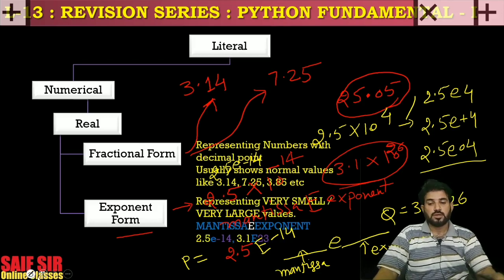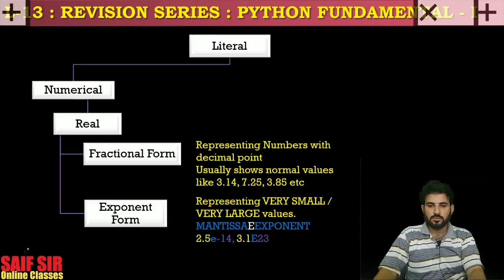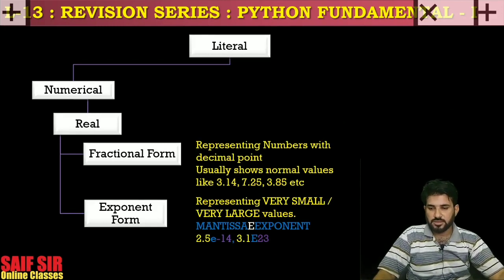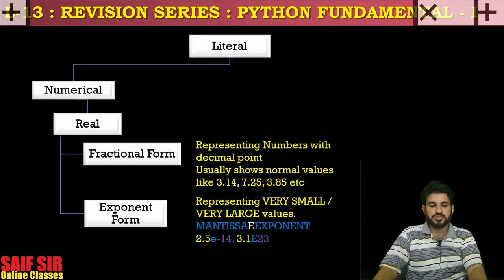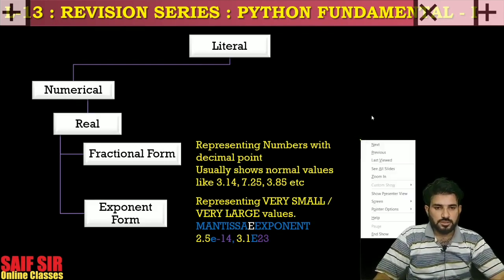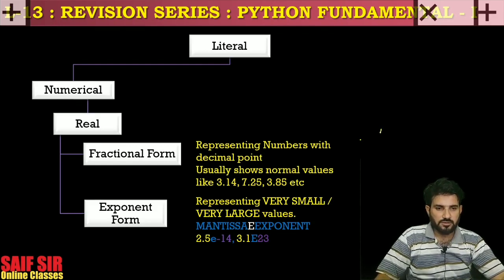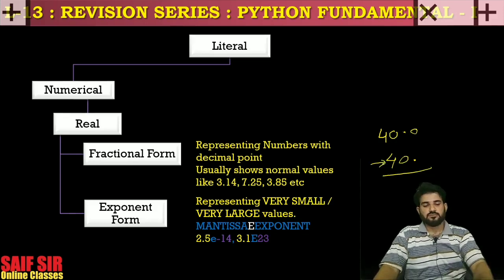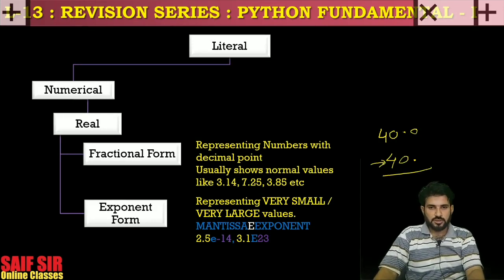One minute, let me clear whatever is written. So, representing the number in decimal points. And one more thing is also there. In fractional form, suppose the number is 40.0, so you could write 40.0 or just 40 point. Automatically in Python 3 it is treated as a valid fractional value. So this is the story of literals.